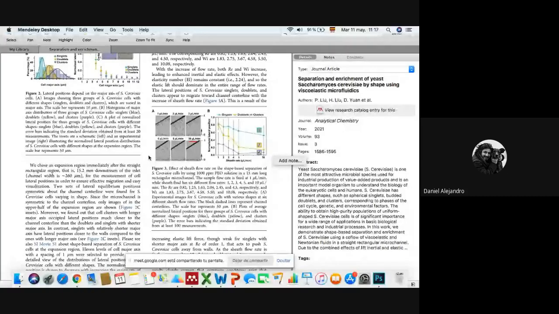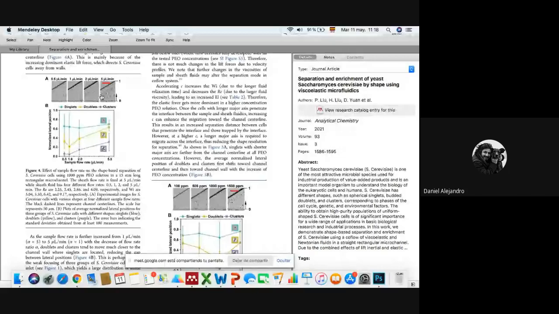So here we can see that with a normalized lateral position, that means that in this part, when we have a higher flux rate, we don't have the yeast focused on the lateral position. But when we have a lower flux rate, we have a good selection, a good sorting of the yeast.